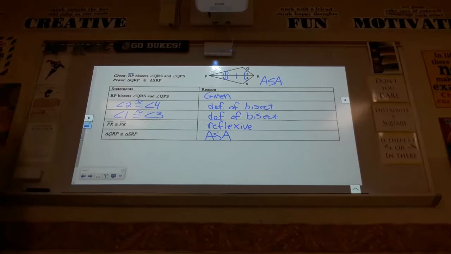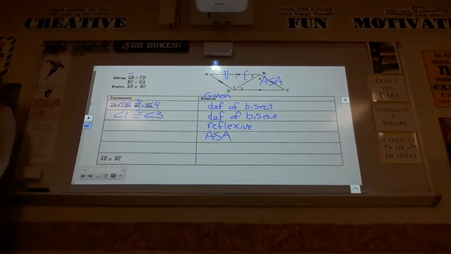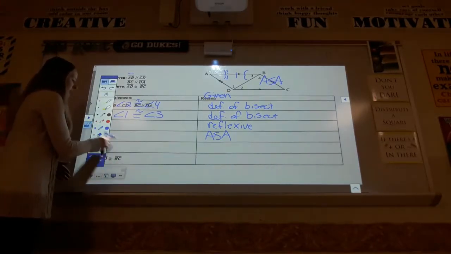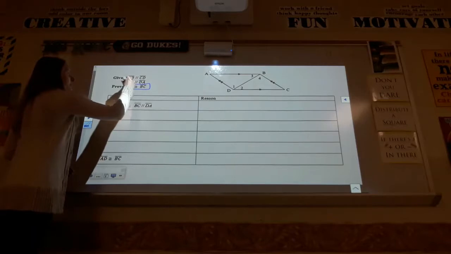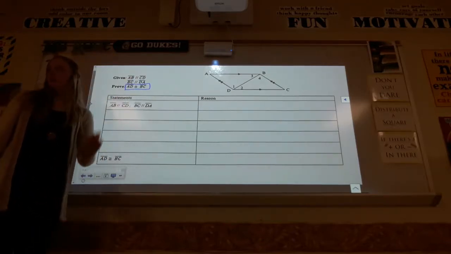Alright. Let's take a look at this one. So those first three that we were doing were big picture proofs. They're where I was trying to prove that the full triangles were congruent. This one right here is different. What am I trying to prove? That parts of triangles are congruent.